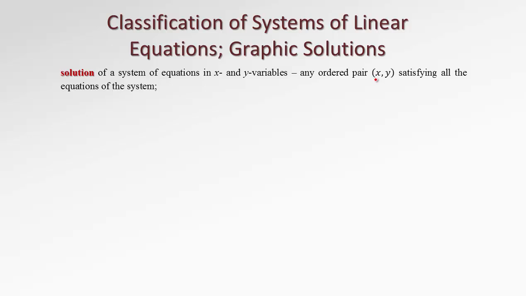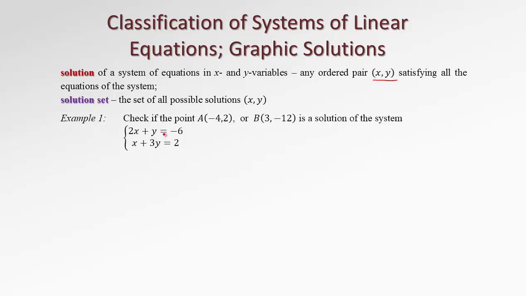So the solutions for systems of equations will be ordered pairs x and y that will satisfy all equations in the system. Therefore, the solution set is the set of all possible solutions x, y that satisfy each equation in the system. Let's look at this example.